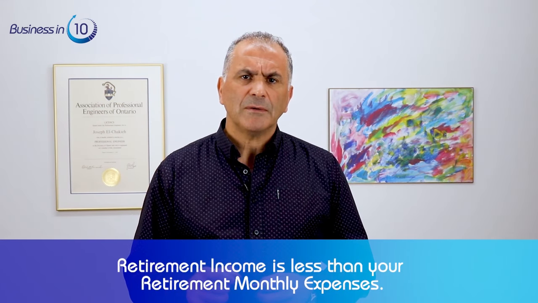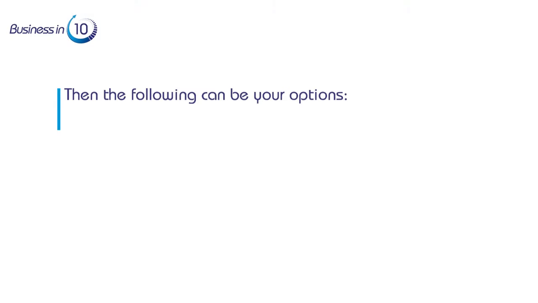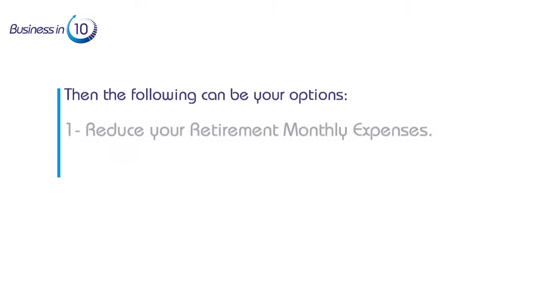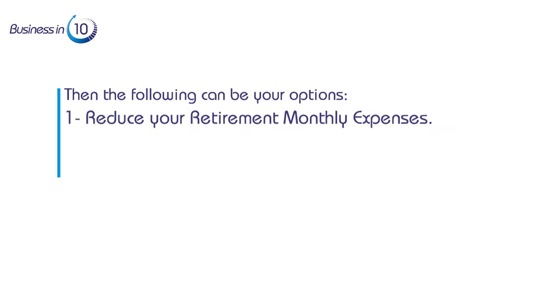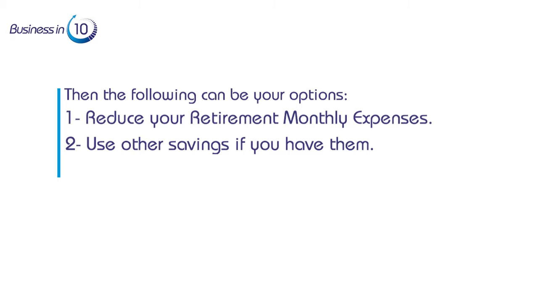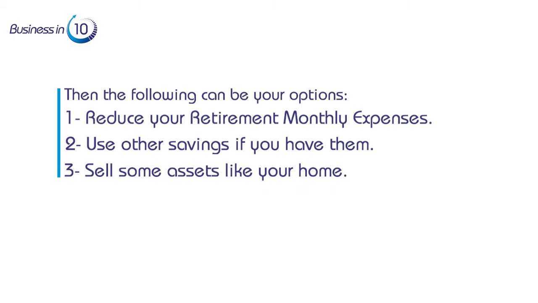If your retirement income is less than your retirement monthly expenses, then the following can be your options. Number 1, reduce your retirement monthly expenses. Number 2, use other savings if you have them. Number 3, sell some assets like your home. If all of these options don't work, then perhaps you can't retire now and you need to work a bit longer.